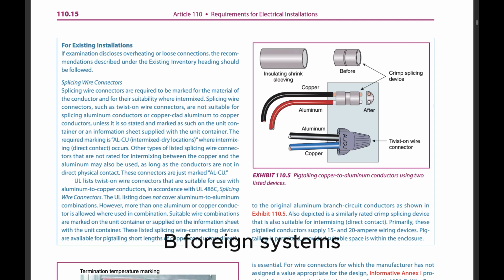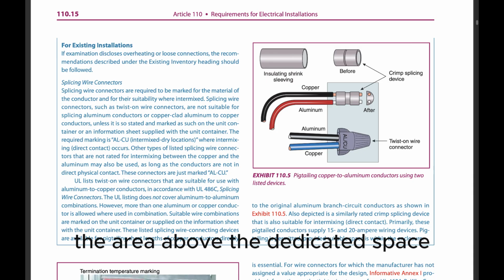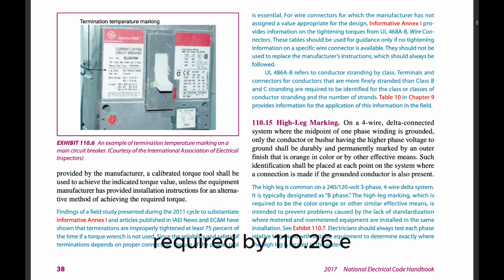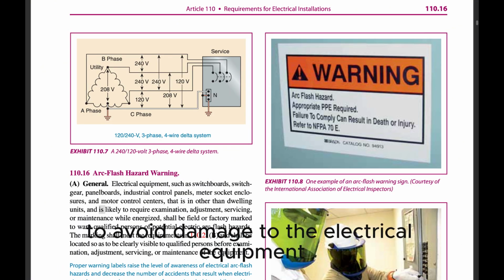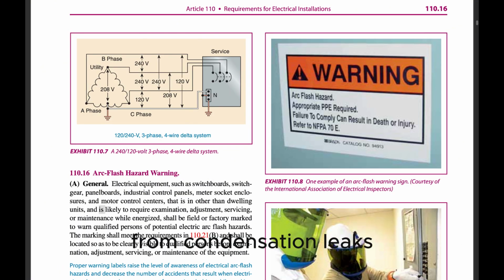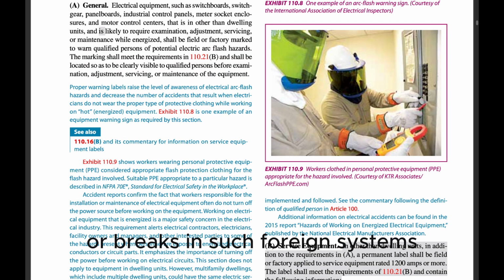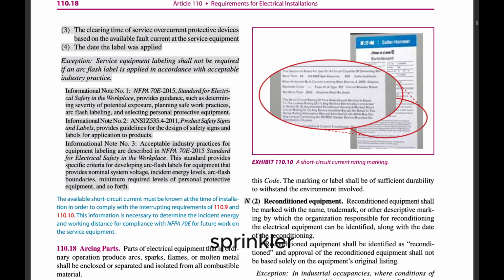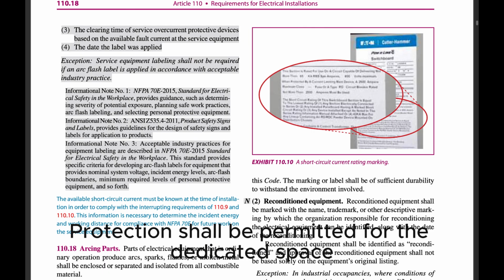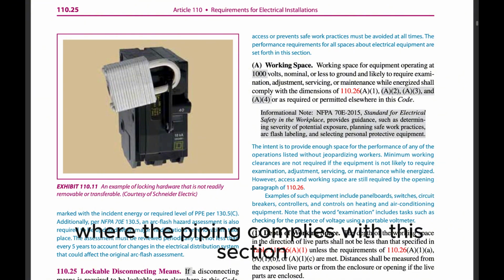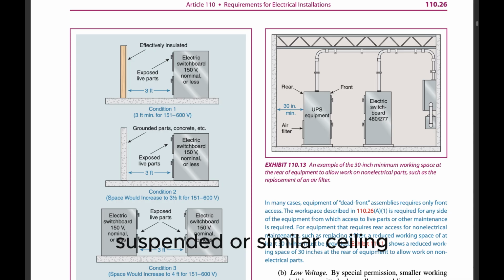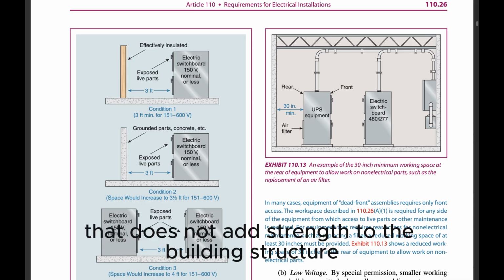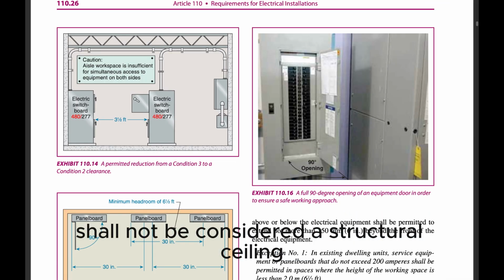(b) Foreign systems. The area above the dedicated space required by 110.26(E)(1)(a) shall be permitted to contain foreign systems, provided protection is installed to avoid damage to the electrical equipment from condensation, leaks, or breaks in such foreign systems. (c) Sprinkler protection. Sprinkler protection shall be permitted for the dedicated space where the piping complies with this section. (d) Suspended ceilings. A dropped, suspended, or similar ceiling that does not add strength to the building structure shall not be considered a structural ceiling.